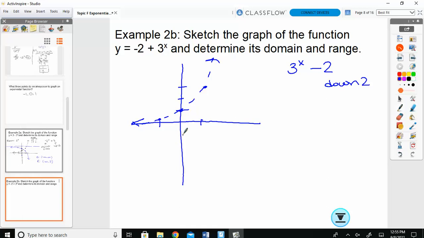So here is my current horizontal asymptote. If we move up or down, that will move. So we're going to move it down to negative 2. And then move each point down 2.